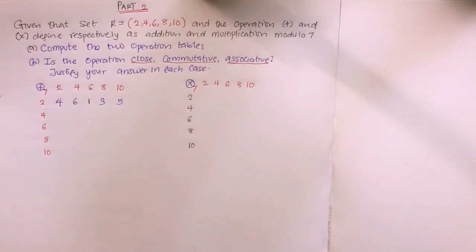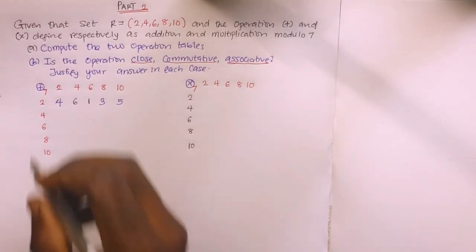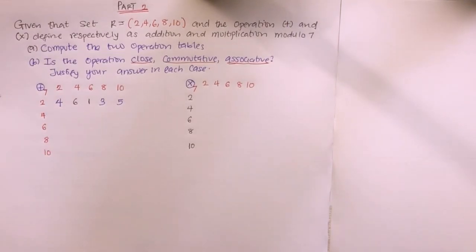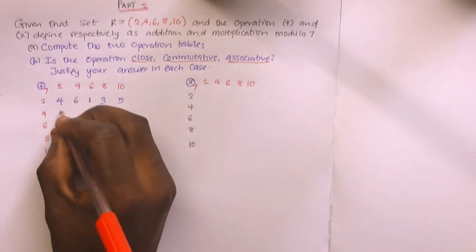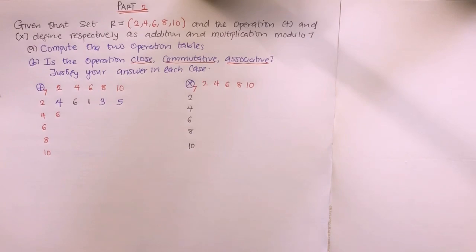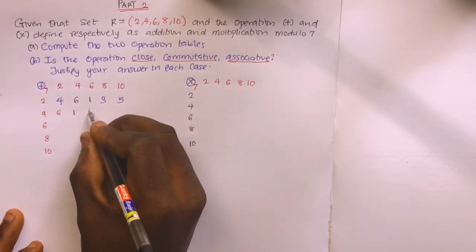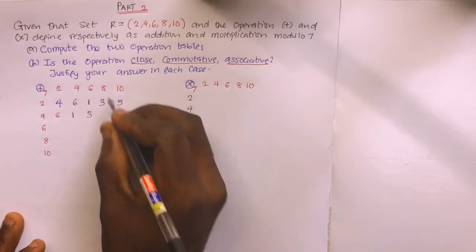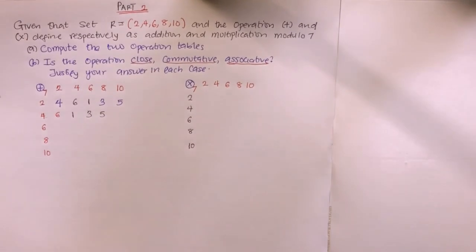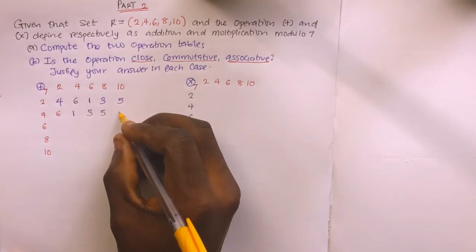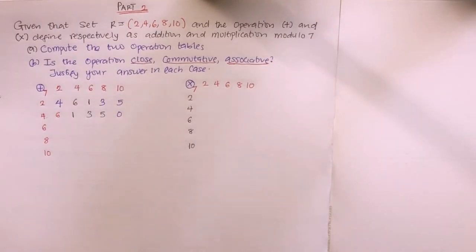Can you see this now? Moving to the next one, 4 plus 2 will give me 6. Then I'll have my 6 here. 4 plus 4 will give me 8, which is 1. 4 plus 6 is 10, which is 3. 4 plus 8 is 12, which is 5. Then 4 plus 10 is 14, which is 0, because you can find two 7s in 14, so the remainder is 0. Then let's go ahead and complete the rest.